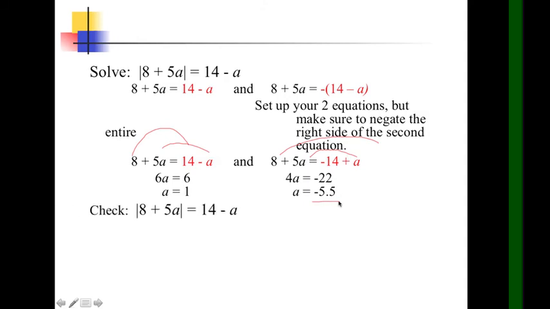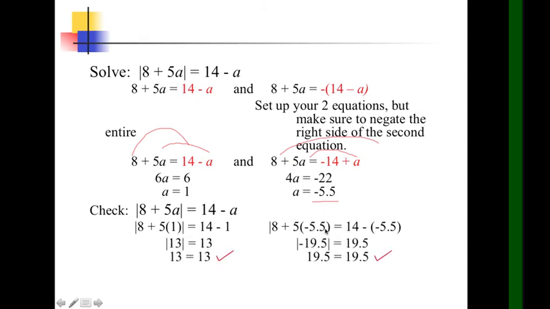So let's check. Using the original equation, we will use a equals 1 and a equals negative 5.5. Palitan natin si a ng 1 tsaka negative 5.5. So, 8 plus 5 times 1, that's equal to 13. Okay? Then, 14 minus 1, which is the value of a, that's 13. Dito naman, i-multiply din natin siya. 5 times negative 5.5 plus 8, that's equal to negative 19.5.